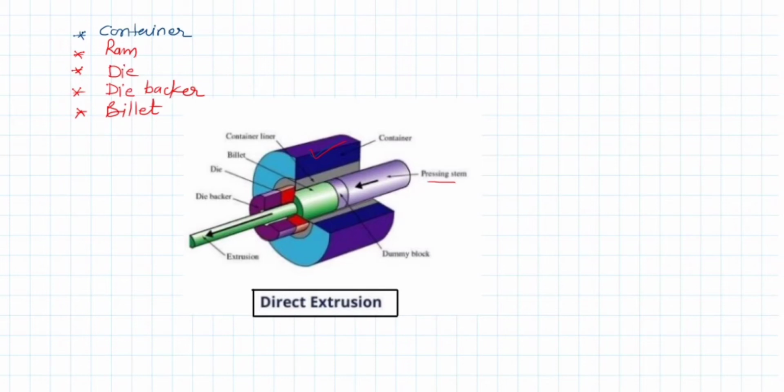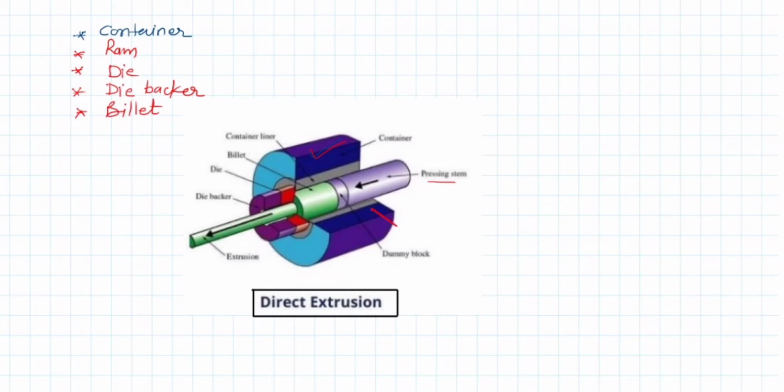Here we see that the direction of the application of the force on the ram or on the workpiece is the same as the direction of the extruded product. Both of these are in the same direction. That is why it is termed the direct extrusion process.